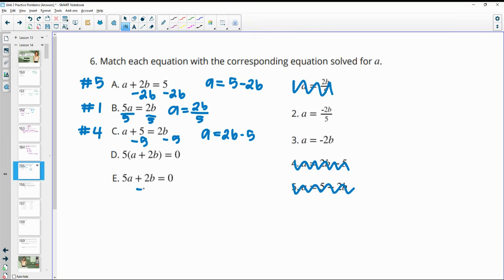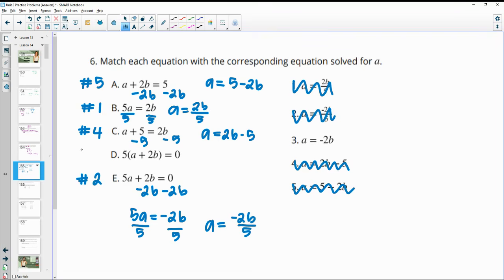So we're going to want to subtract 2B from both sides here. So we'll get 5A equals negative 2B. Then we'll divide by 5. So we just get A equals negative 2B over 5. And we see that here in number 2. So then that means number 3 has to be D.